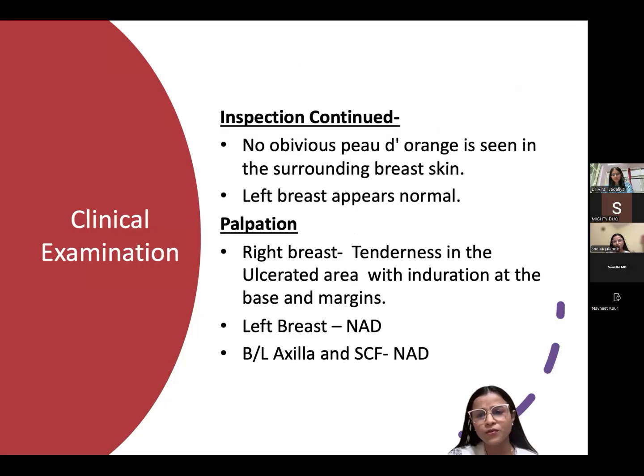There was no obvious peau d'orange appearance seen in the surrounding breast skin, and the left breast appeared normal. On palpation, there was tenderness in the ulcerated area with induration at the base and the margins. Left breast was normal, bilateral axilla and supraclavicular fossae were normal.